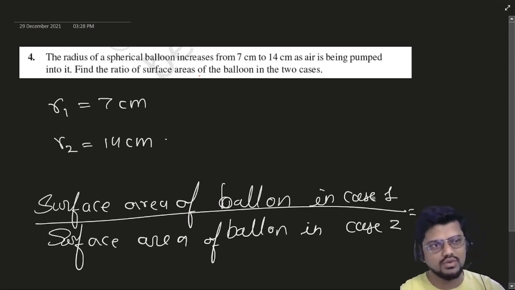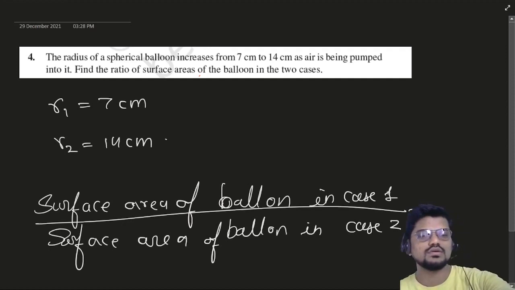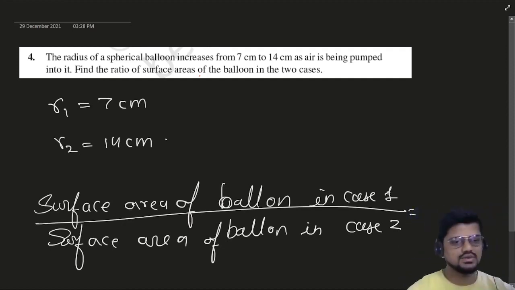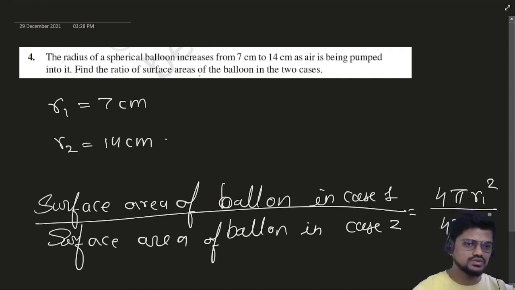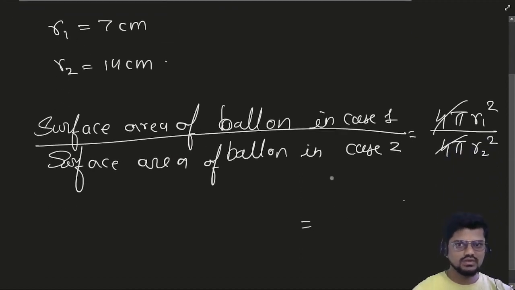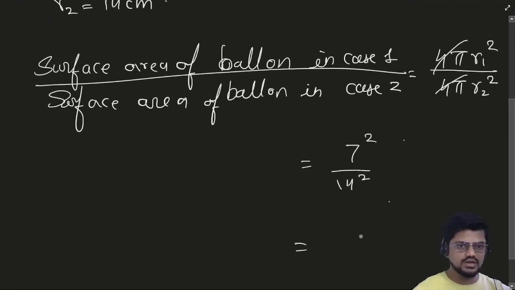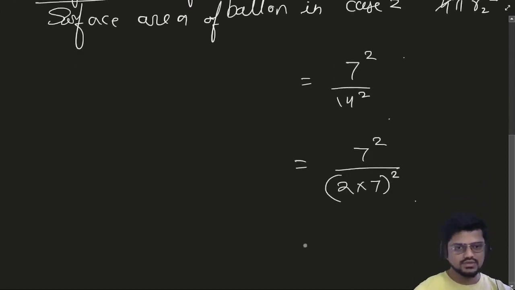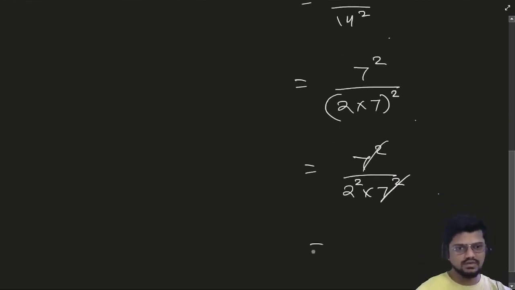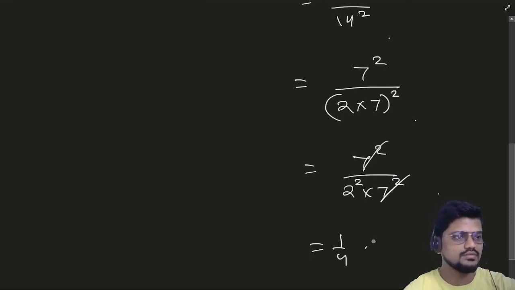So what will be the surface area of the balloon? The surface area of the balloon will be 4 pi r square. So 4 pi r1 square upon 4 pi r2 square. So 4 pi will get cancelled. So whatever the r1, that is 7 square upon 14 square. I can also write it as 7 square upon 2 into 7 the whole square. So this will be 7 square upon 2 square into 7 square. This and this get cancelled. The answer will be 1 by 4. Got it? Yes, sir. The ratio will be 1 by 4.